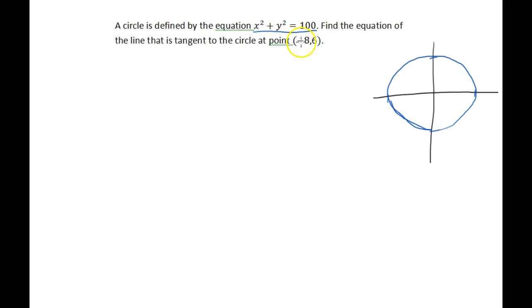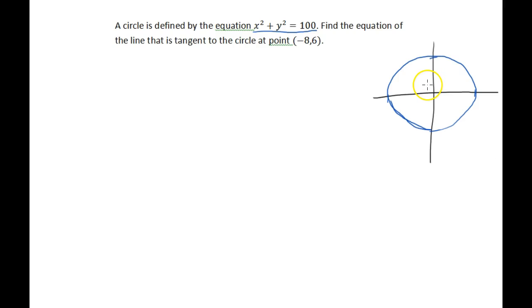So a little background real quickly. We have x squared plus y squared equals 100. That defines a circle centered at 0, 0, and having a radius of the square root of 100, or a radius of 10. So I've got just a real rough sketch here. It doesn't have to be perfect, just to get an idea of what we're looking at.